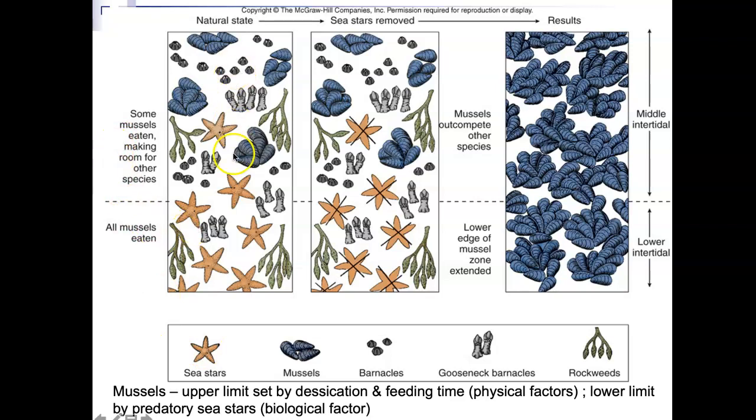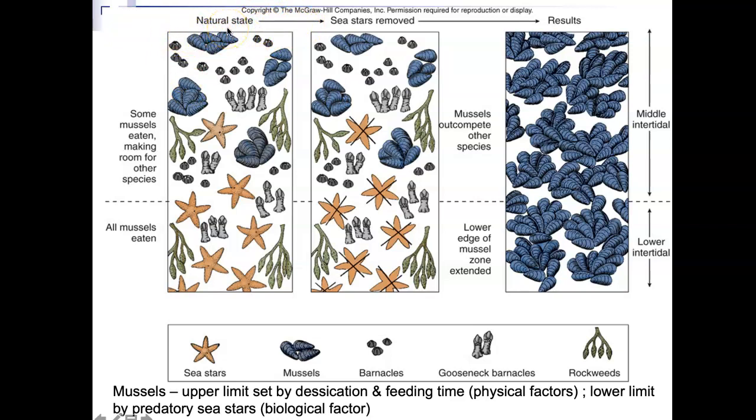This one shows an example of the impact that mussels have in terms of impacting zonation. In this case, we're going to talk a little bit about your keystone predator. I know we've already talked about this, so I'll just go through this briefly, and that's sea stars. Mussels' upper limit is typically set by desiccation and feeding time, these physical factors. And then their lower limit, so here's your band of mussels right here. This was as far as they could grow up just because of desiccation and feeding time.